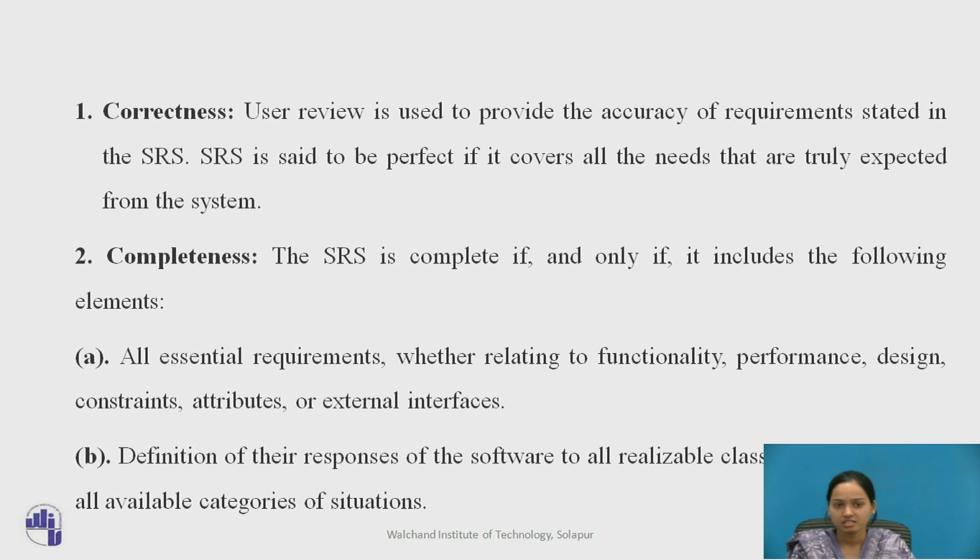Second characteristic is completeness. The SRS is complete if and only if it includes the following elements. First, all essential requirements, whether they relate to functionality, performance, design, constraints, attributes or external interfaces. Second, defining the response of the software to all realizable classes of input.